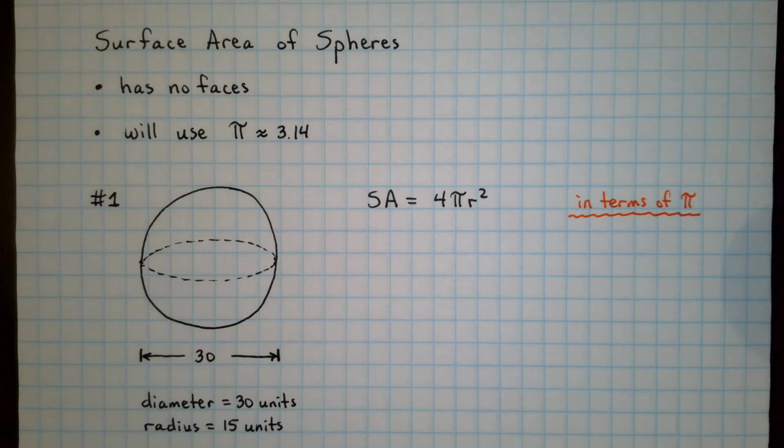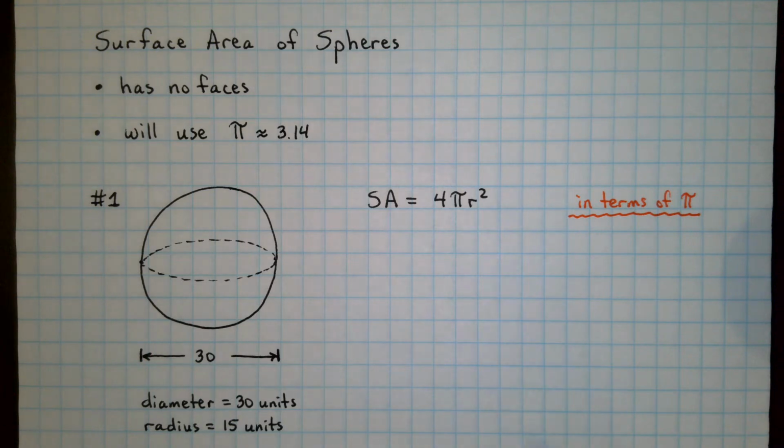It has no flat polygon or even a circle for a surface. It has no faces, in other words. It's all curve. So we can't just add up the faces to find the surface area.